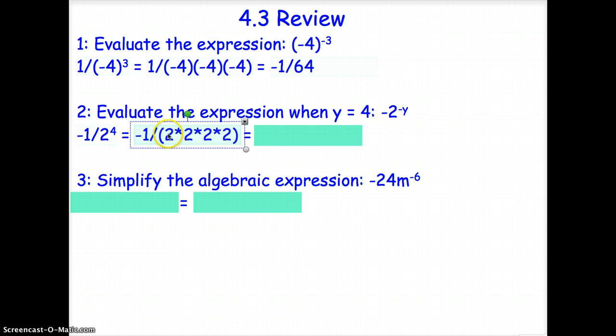Then I'm simply multiplying 2 times 2 times 2 times 2, and I end up with negative 1 over 16. Okay, last one on this page.